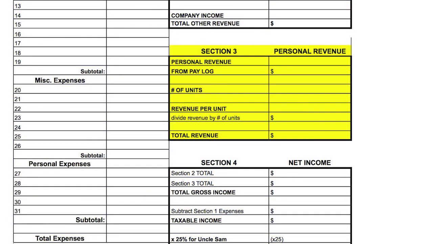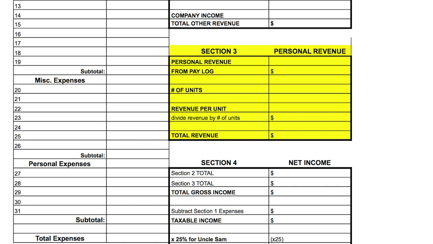Section 3 is your personal revenue. This comes from your Paylog. So you're going to show how much commission you made off your Paylog that month. You're also going to show the number of units you had. Then you're going to divide number of units by the revenue to get your revenue per unit. And then we ask your total revenue, which, little trick there, that's just the same as what you already filled out for personal revenue from Paylog.